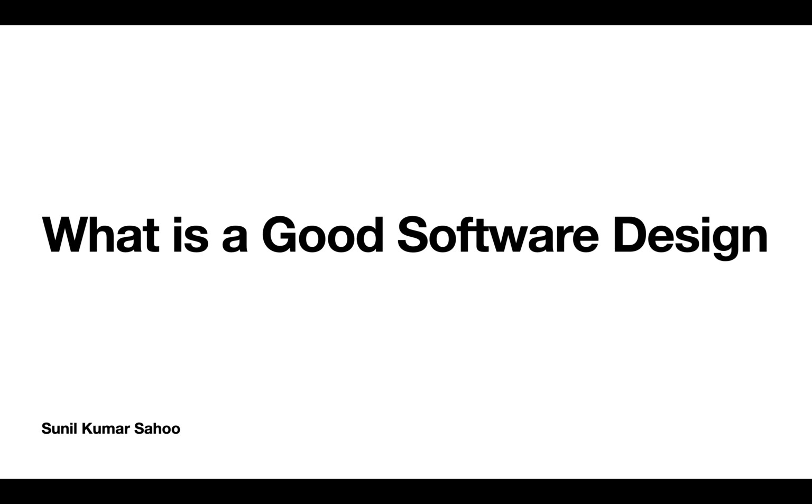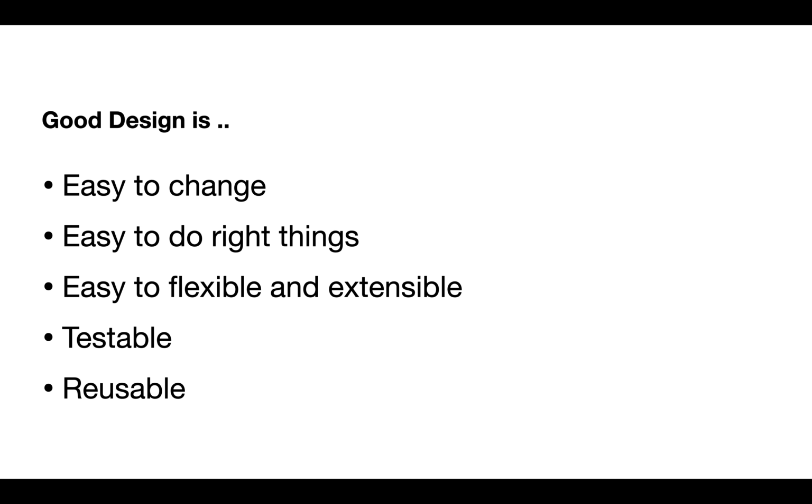Similarly, there are characteristics of good software design. What are they? A good design is easy to change. A good design is easy to do right things with, and it is flexible and extensible. Also, a good design is testable and reusable. If any design has these 5 properties, then we consider that a good design.